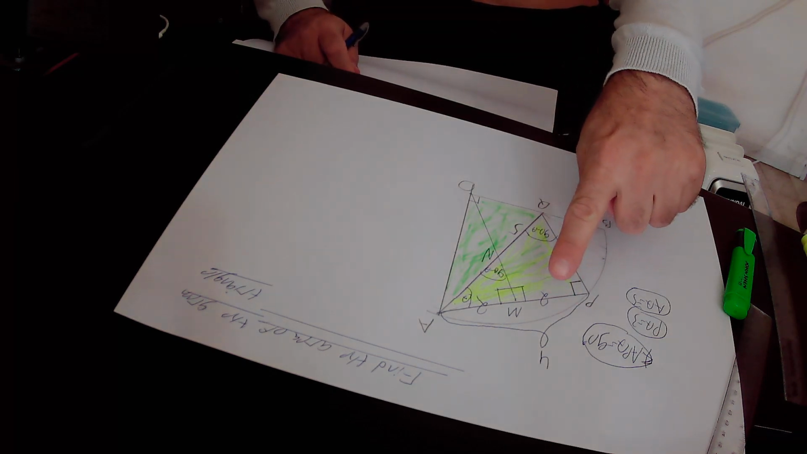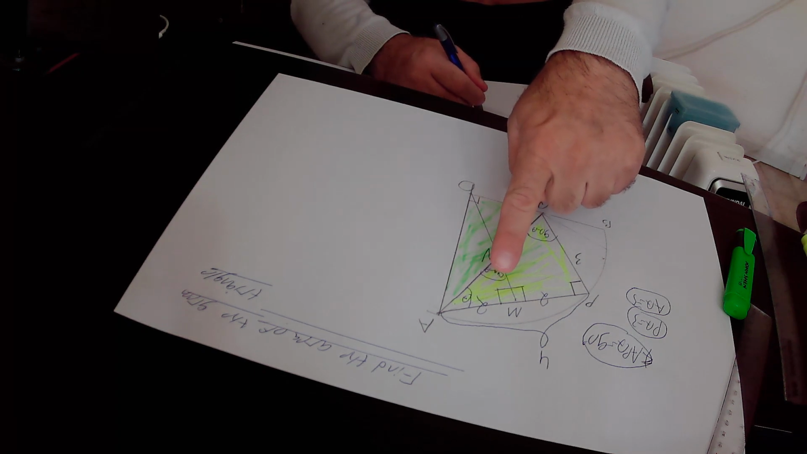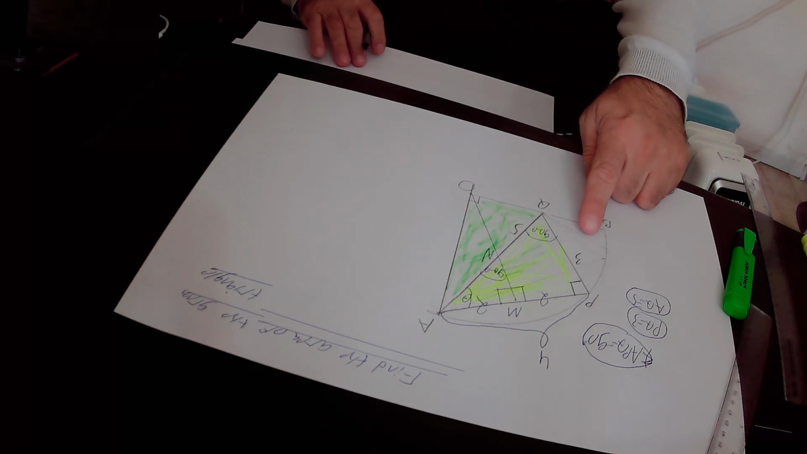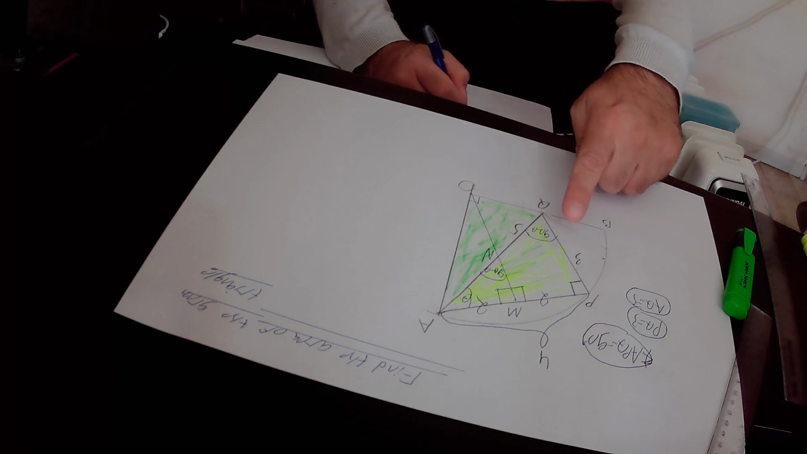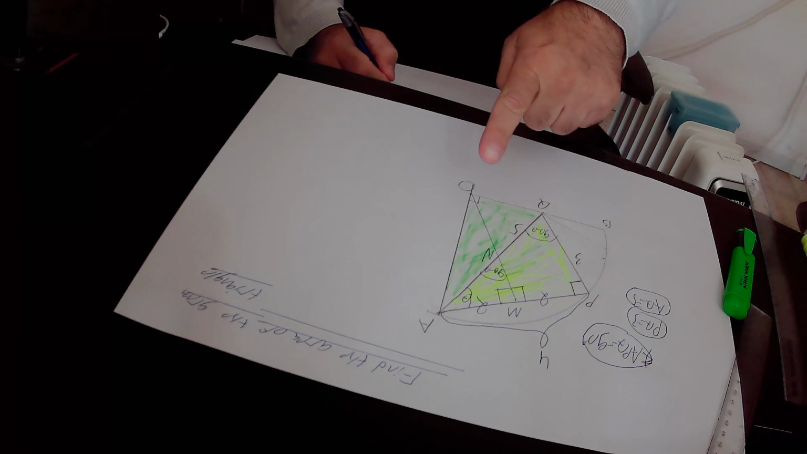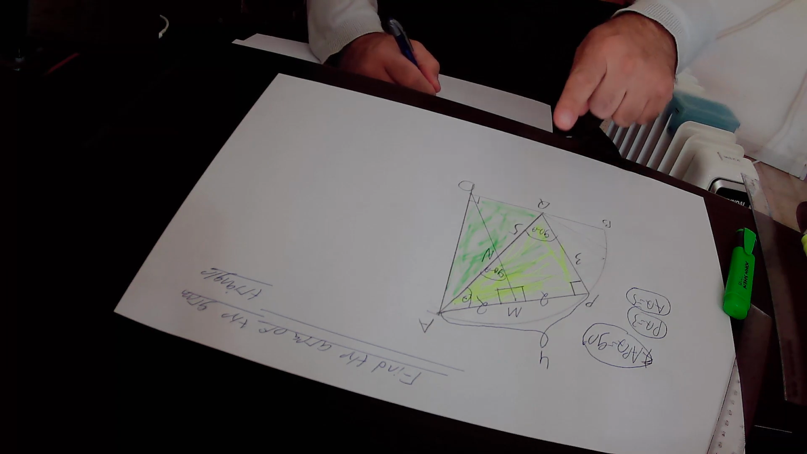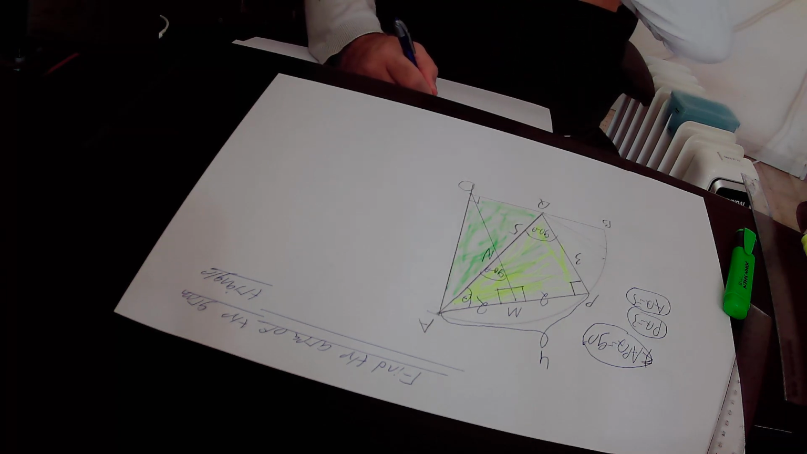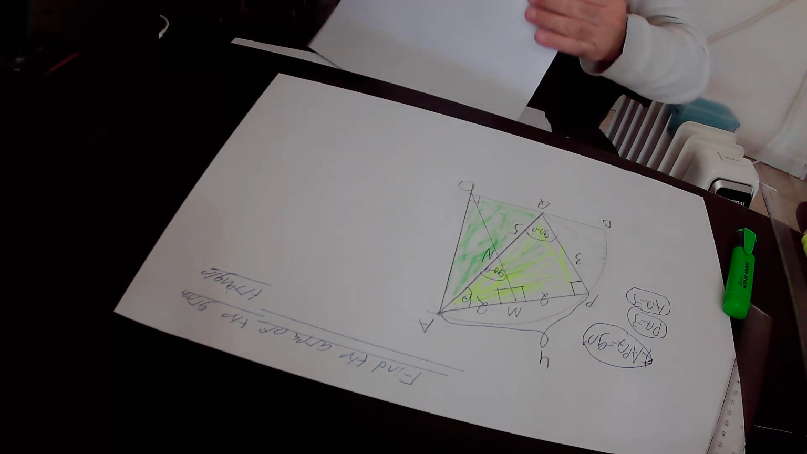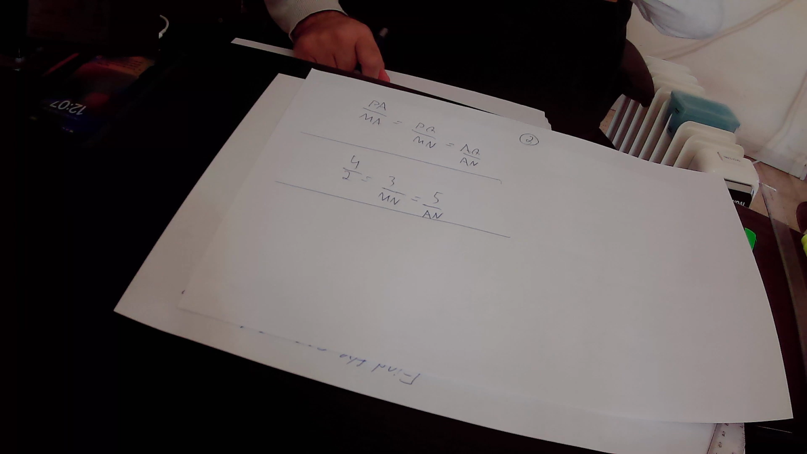PA equals 4 units, MA equals 2 units, PQ is 3 units, MN is unknown so we leave it as it is, and AQ equals 5 units according to what is given in the question, over AN, which is unknown so we leave it as it is. So in conclusion, 4 over 2 equals 3 over MN equals 5 over AN.